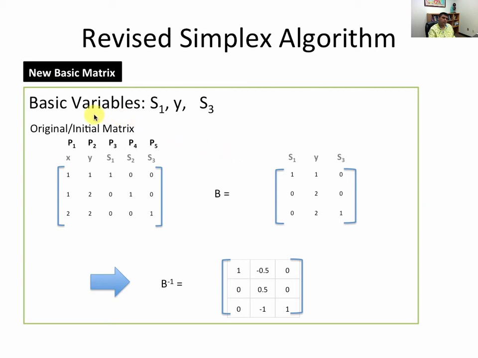So now the initial or the original matrix still stays the same. However, since we have a new basic variable y, the B matrix will have columns corresponding to the new basic variable. So we have the column corresponding to S1, which is 1 0 0. The column corresponding to y, which is 1 2 2. And then finally the column corresponding to S3, which is 0 0 1.